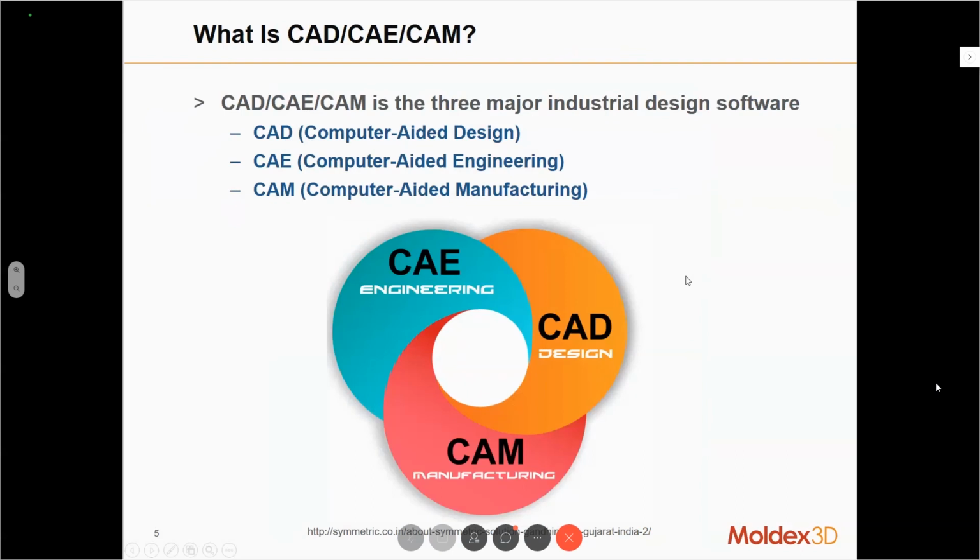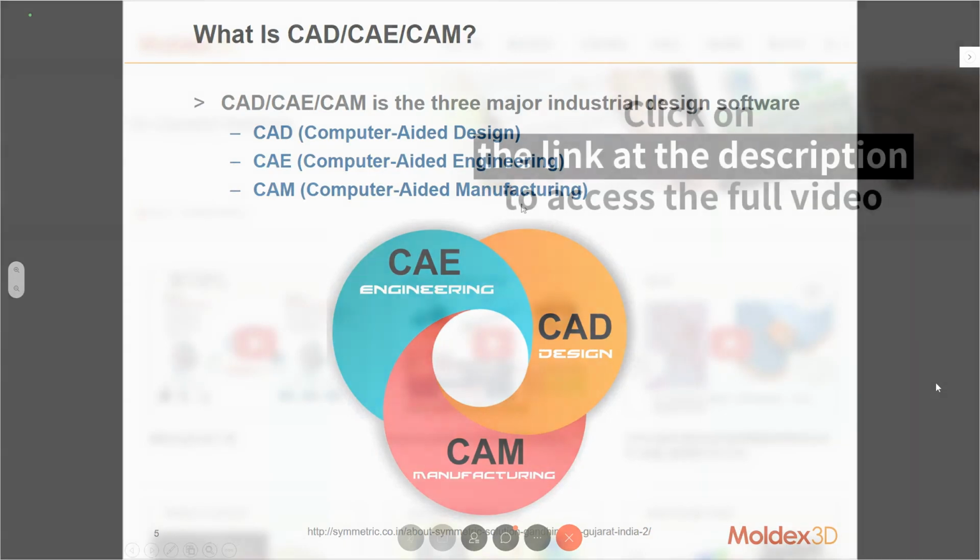Okay, what is CAD, CAE, and CAM? First of all, the first two letters C and A stand for computer aided. So we use computer to do design or to do engineering or manufacture the part.